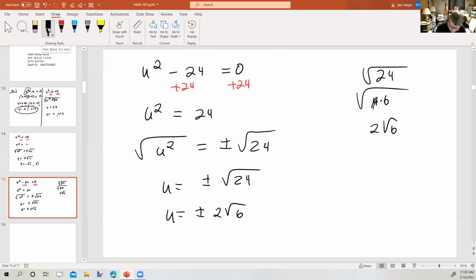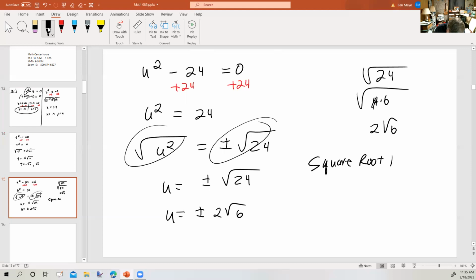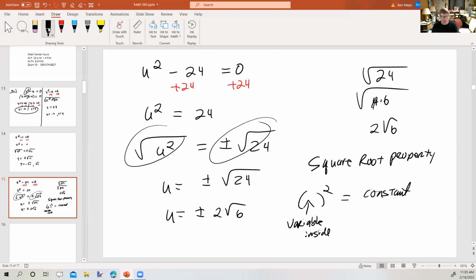Now, this whole process of taking the square root of both sides is called the square root property. And again, we have to get it into, let's see, I'll put a constant and we'll say variable inside. So we have a perfect square on the left side of the equation that contains the variable and a constant on the right side of the equation. Then we take the square root of both sides and we include a plus or minus to the constant side of the equation.